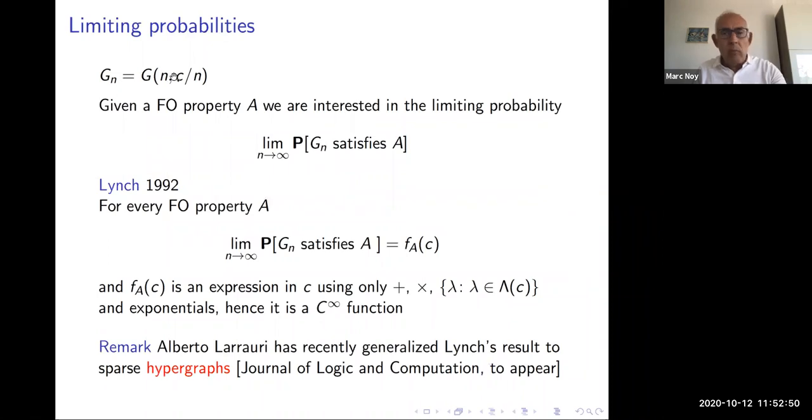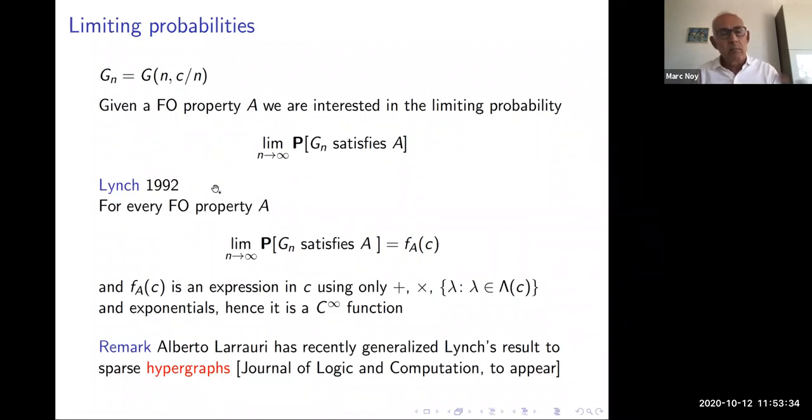So again, Gn will be this random graph, and given a property A, given by a first order sentence in which every variable is quantified, so that it expresses a graph property invariant under isomorphism, we are interested in the probability that the random graph satisfies this property. For instance, that it contains a triangle, or that it has four cycles of a given length, or that it contains K4 as a component. And we are interested in the limiting probability when the number of vertices goes to infinity. So we will always be talking about the asymptotic regime.